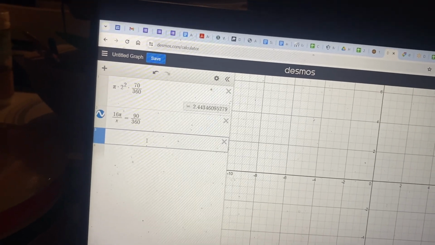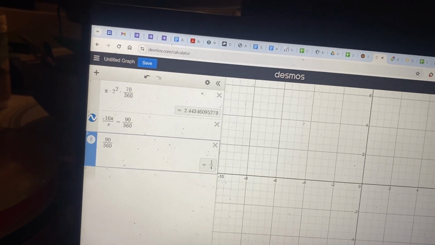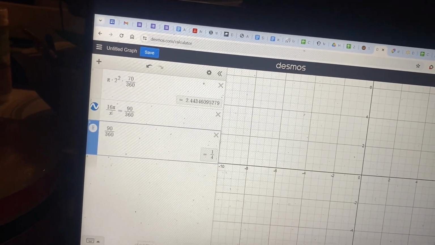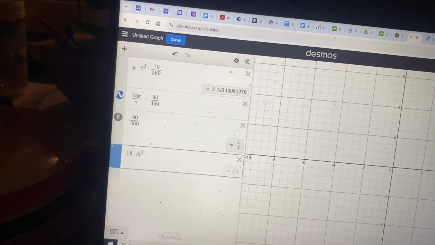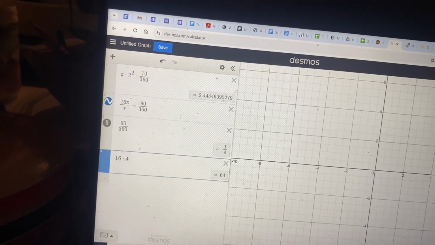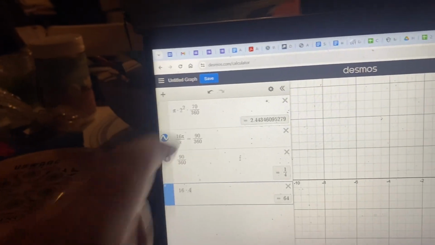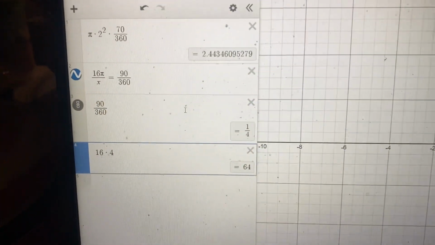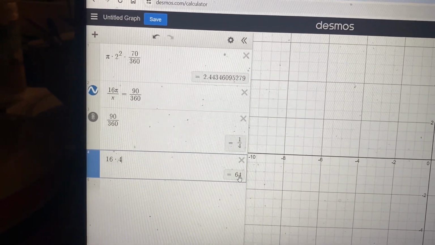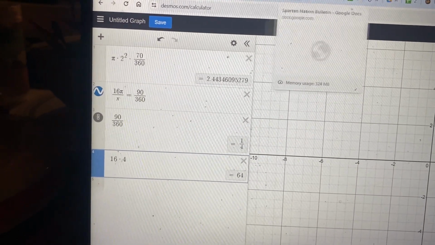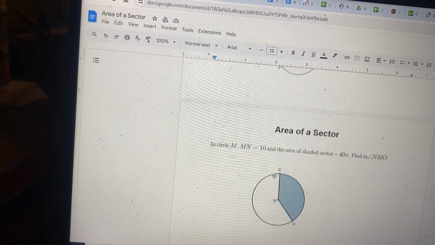Well, if we type in just 90 out of 360, that's going to be a fourth. So this is 1/4 of whatever the bottom is. So we just take that 16 and multiply it by 4. That's 64. So the whole thing is 64 pi. And again, we know that pi times the radius squared is the area. So if we have 64 pi, we take away the pi, my radius squared is 64. That means my radius should just be 8. So on this one, my radius is going to be 8.